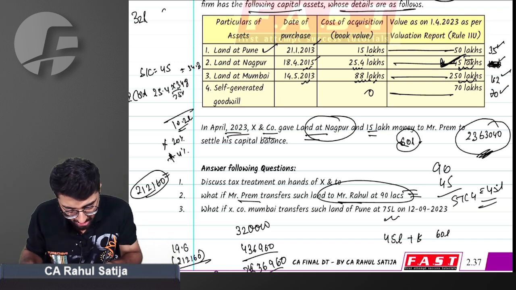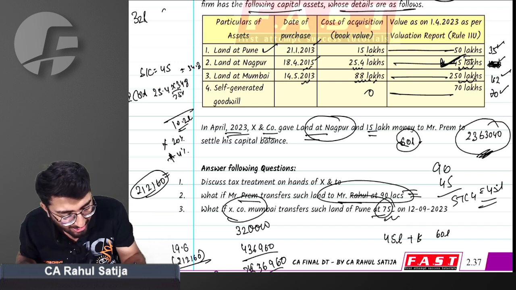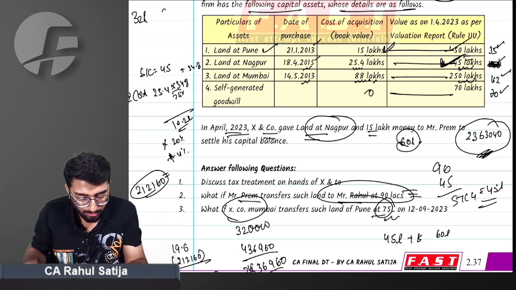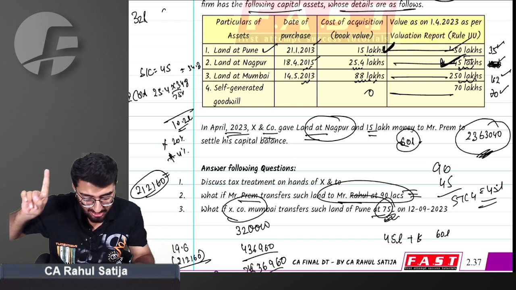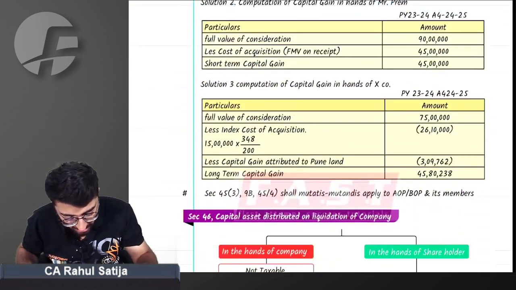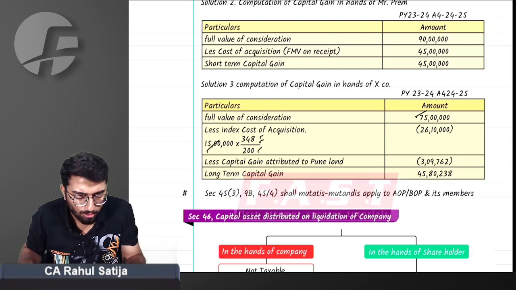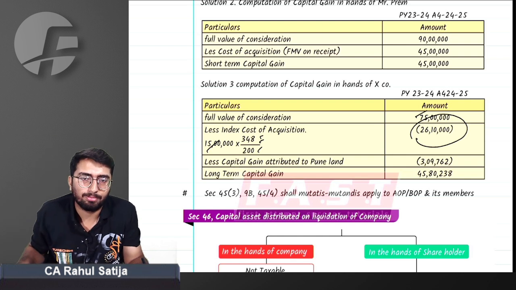The important question is the next one. Exxon Company, Mumbai transfers the land of Pune for 75 lakh rupees. Land of Pune is costing 15 lakh only. Land of Pune is costing 15 lakh rupees, but it is being transferred at rupees 75. How will capital gain be calculated? Just have a look. 75 lakh will be the full value of consideration. 15 lakh will be indexed, divided by 200 into 348. 26 lakh 10,000 will be the indexed cost of acquisition.